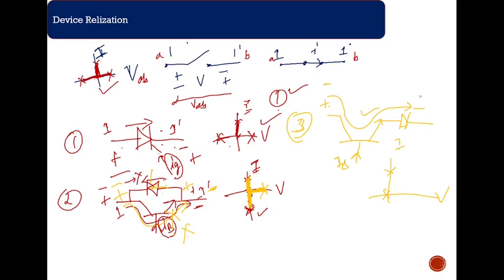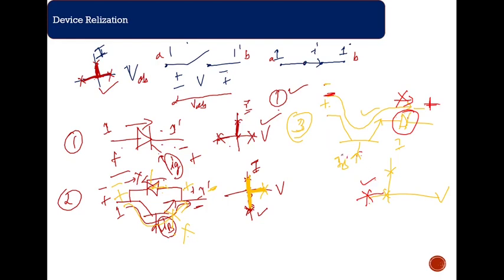If I use minus here and plus here, the device gets reverse biased, even though the base current is not equal to 0. That means I am applying the base current, but current cannot flow. So it has reverse bias capability. That means I can say the minus here, and I can get this point.